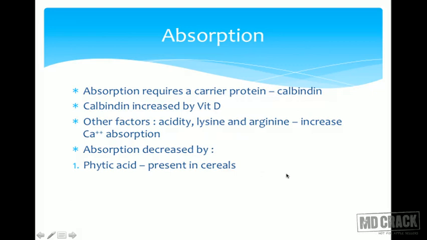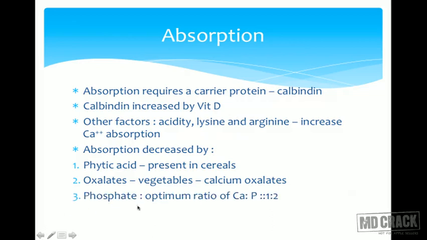Phytates are present in cereals, so even if cereals contain some amount of calcium, in a cereal-rich diet like the Indian diet, calcium absorption decreases. Oxalates are present in vegetables, and the oxalates in vegetables will form calcium oxalates, and this will decrease the absorption of calcium.